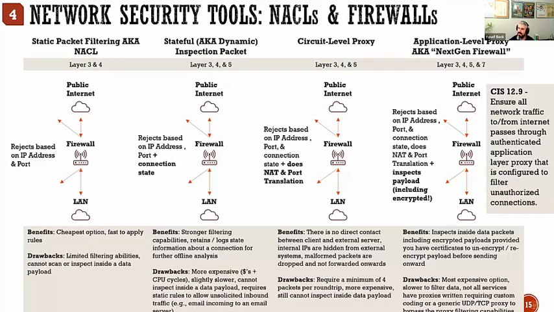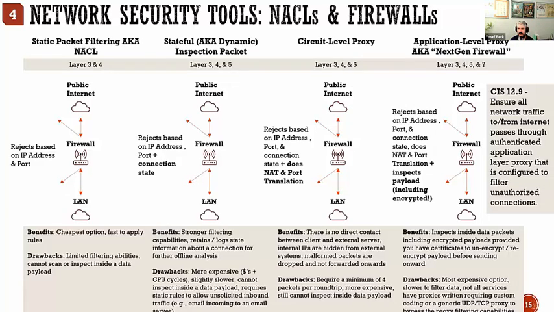I tried to call out for some of these too where the Center for Information Security, or CIS, some of their rules call out some of these tools. So in this case, 12.9 says that we must ensure that all network traffic to or from internet passes through an authenticated application layer proxy, which is this application level proxy firewall that we're talking about, and make sure that it's configured to filter unauthorized connections. So those are all the different types of firewalls.